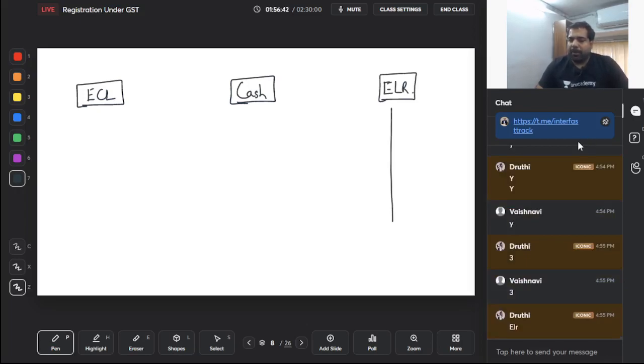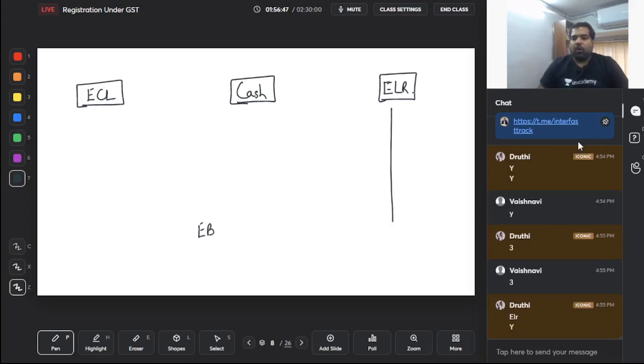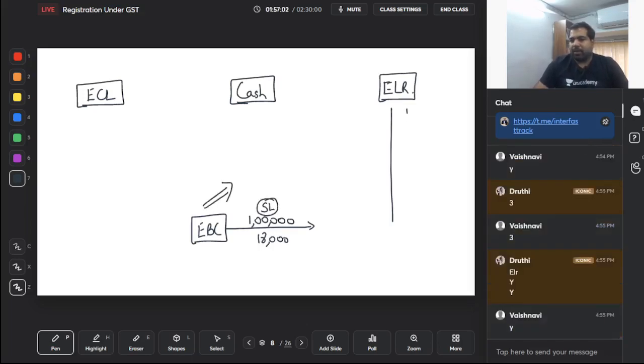Guys, will you have a bill to pay? Yes. How will you have a bill? Supply leads to liability. So if you've supplied a bike worth 1 lakh, on that 18,000 GST, guys, will supply lead to liability? Please tell me yes or no. Yes. So how much will your liability be? 18,000.